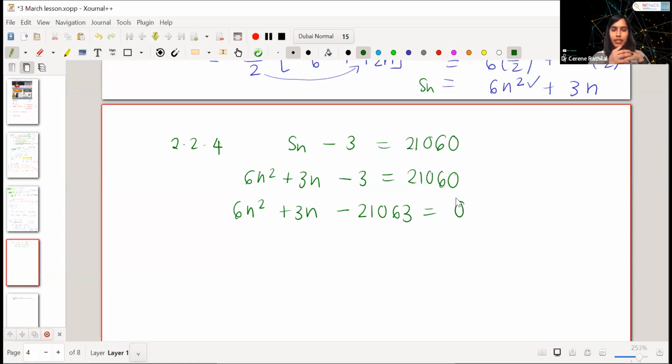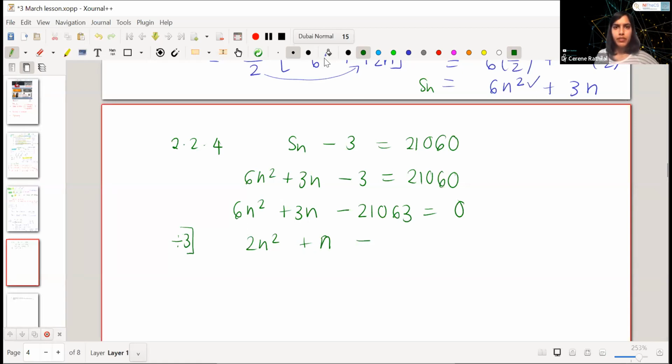How should I go about doing this? Well, we can divide by 3. Isn't that so? Then I get 2n squared plus n. I'm dividing by 3. Okay, and what is 21,063 divided by 3? Do I get a whole number?